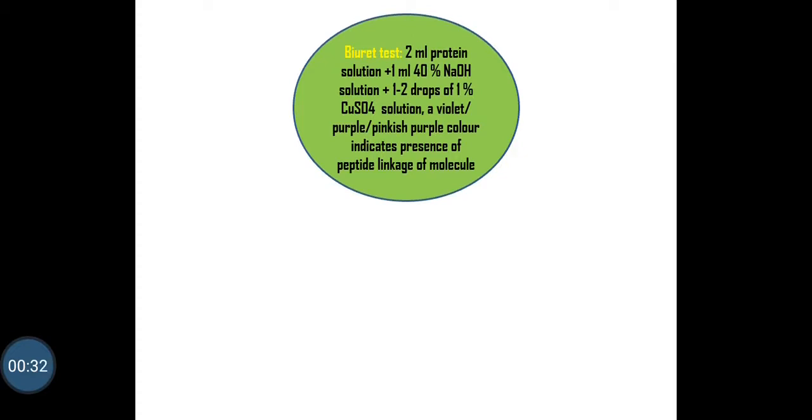First test is biuret test. This biuret test is positive for all compounds containing more than one peptide linkage, that is CONH. For example, proteins and their hydrolytic products, metaproteins, proteoses, peptones, polypeptides, except dipeptides and amino acids.